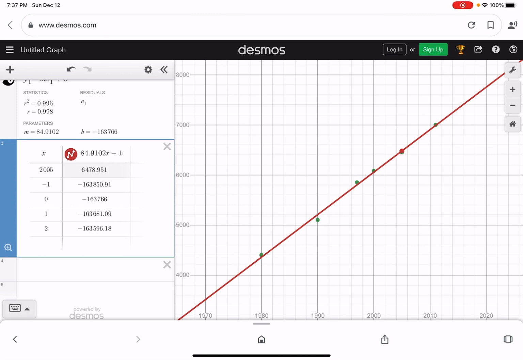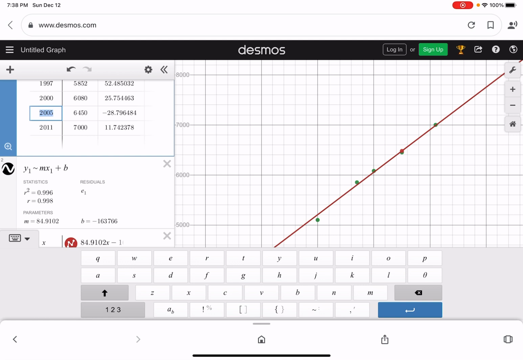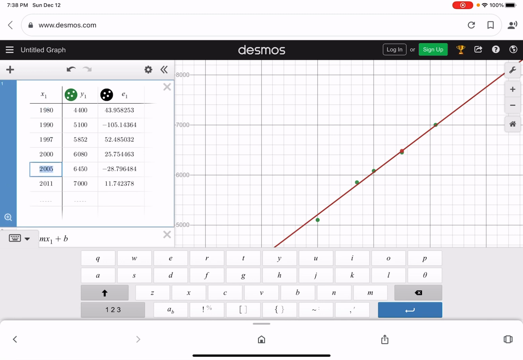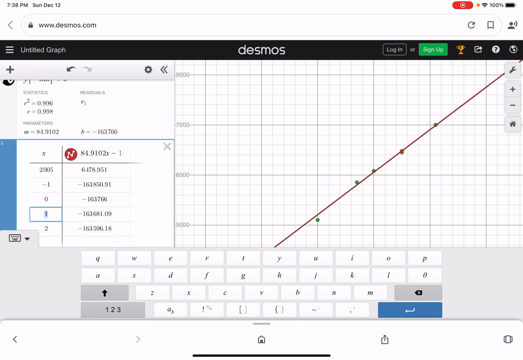Okay, the next question is predict the population in 2015. So in this case, 2015 is not in our original table. And what we don't want to do is type 2015 into our original table, because those are our actual values. And we're interested in finding a predicted value, so we need to come here to our predicted table. And under X, put 2015.